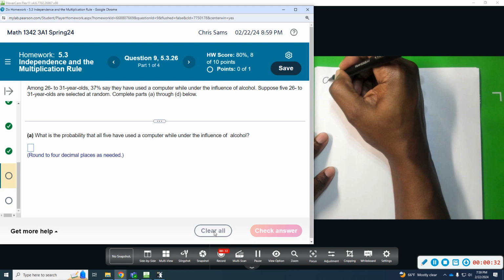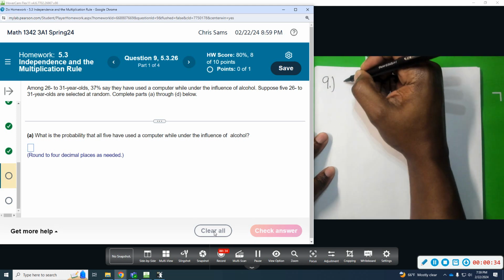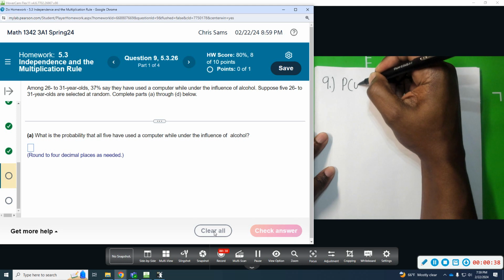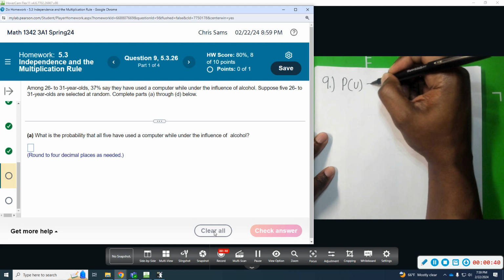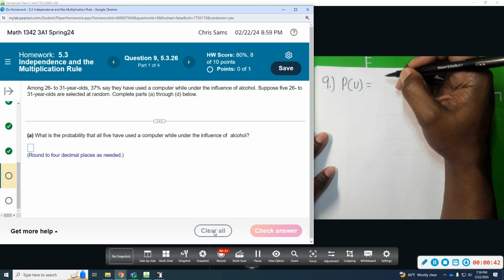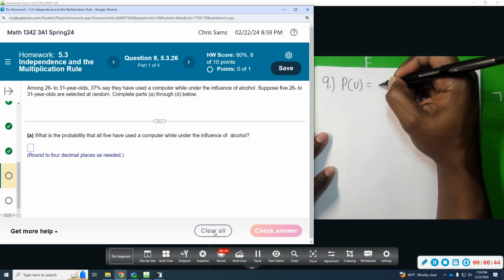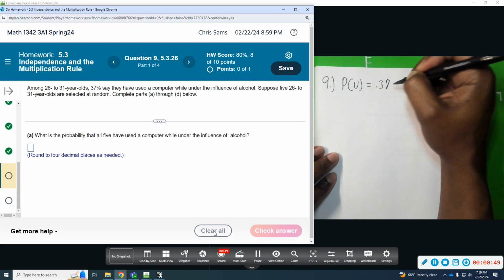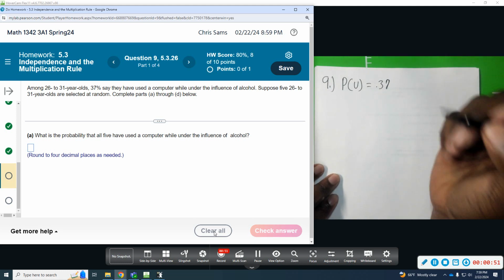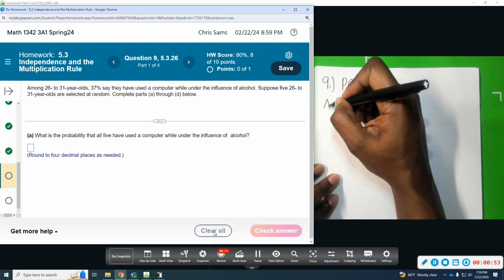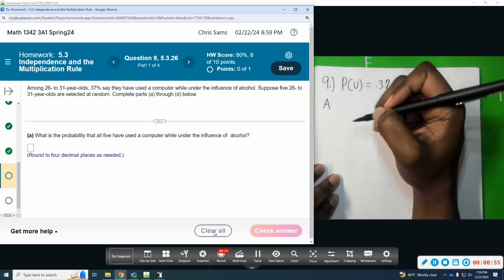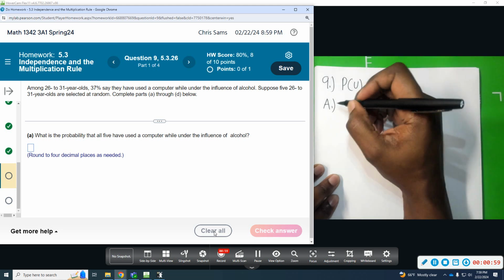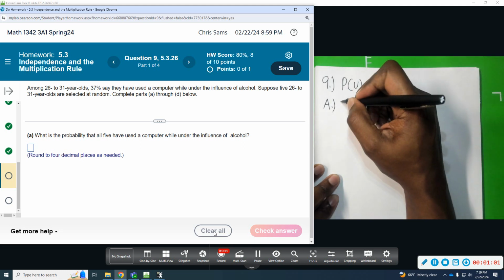Okay, so I'm going to say the probability of you using a computer under the influence is going to be 0.37. So we convert that 37 to a decimal. So part A wants to know what's the probability that all 5. So this is going to be independent, so you need to know that each of these are independent. So we're going to be doing this number times itself 5 times.